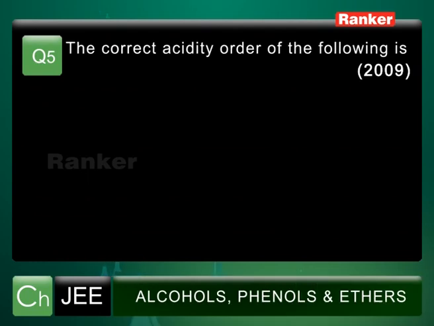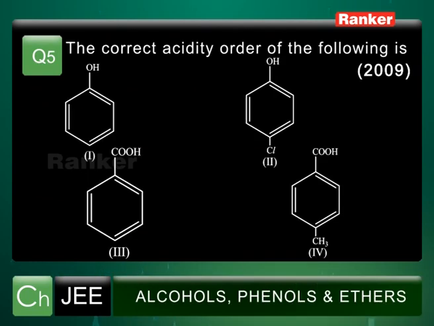The question goes like, the correct acidity order of the following is, it's a 2009 question. Two phenols are given, one is ordinary phenol and the second one is a chloro substituted phenol. The chlorine is a minus I group which increases the acidity of the phenol, so therefore chlorophenol is stronger than the phenol. And subsequently two compounds are given, one is benzoic acid, the other one is benzoic acid with methyl.